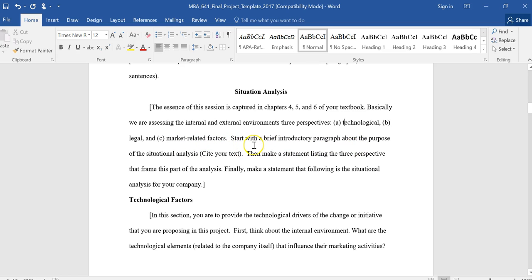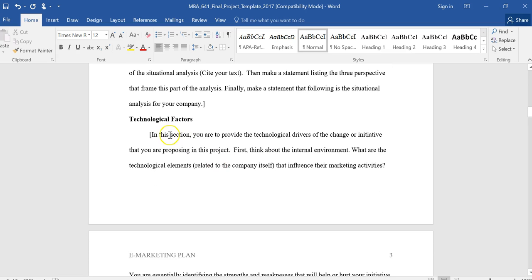So basically, you can do this in about 3 sentences. You start with a brief introductory paragraph about the purpose of a situational analysis. So you're going to need an introductory sentence here, right? You say something like, the purpose of a situational analysis is, and then you say, the situational analysis includes the technological, legal, and market-related perspectives, and following is the situational analysis for your company. See, you're just right to the point. This is what the thing is. These are the components of the thing. And following this will be a discussion of the things. And as you look here, what you'll find is that that's what we're doing.